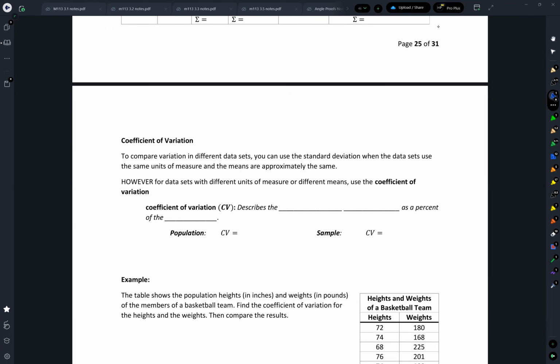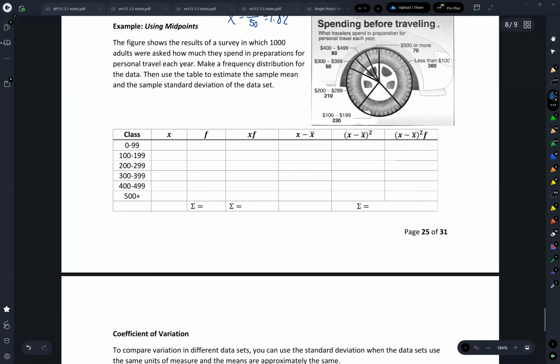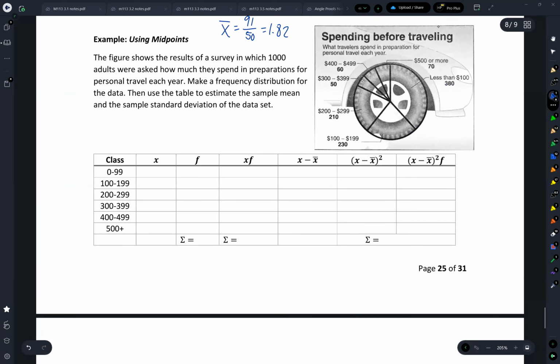All right, so to save time, I'm just going to explain what you need to do for this next one. You can do it on your own. Okay, so x in this case will be the midpoint, because it says using midpoint.